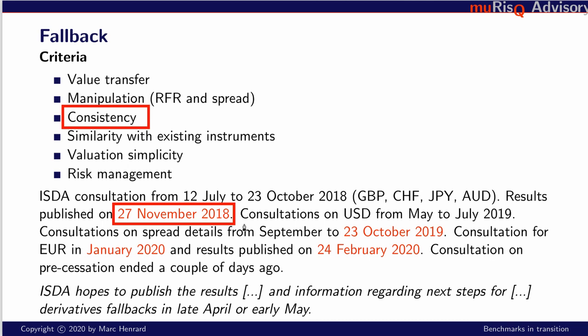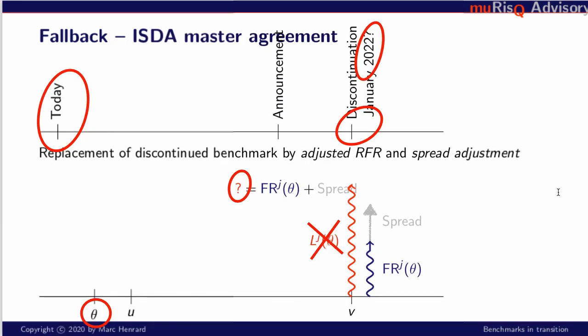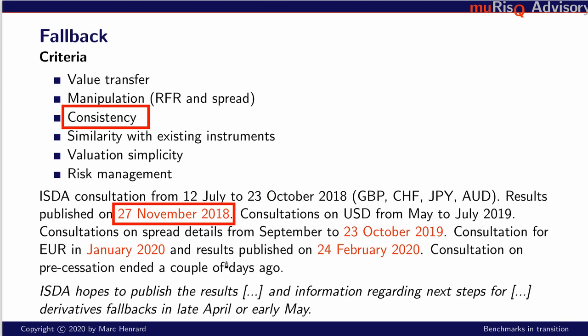Then there was another consultation on the spread detail. Again, if I go back to the previous slide, the question was this spread, what should we put, lower, higher? Obviously, the question was not asked in those terms, but in technical terms: how should we compute this number? Those results were published on the 23rd of October 2019. Again, for some currencies, you can see that date in the market movement.